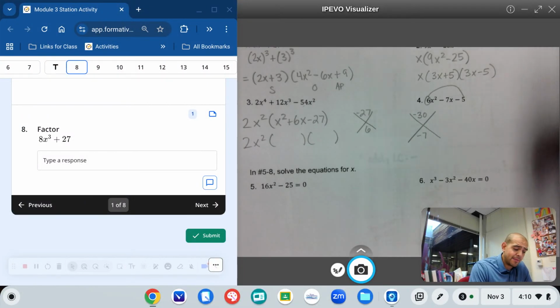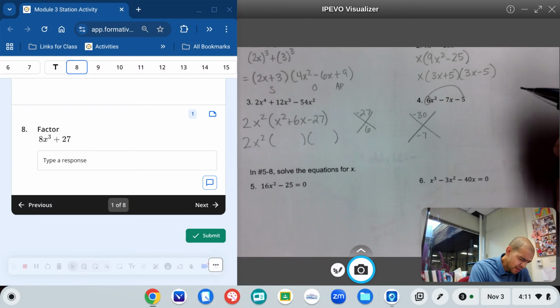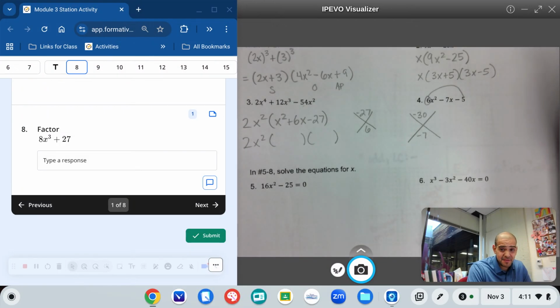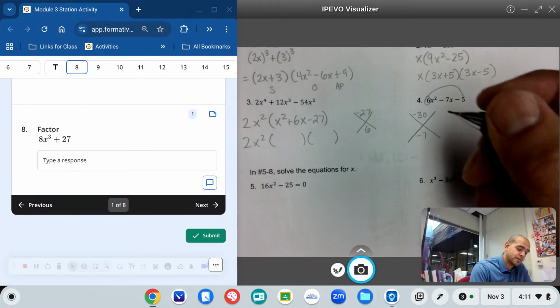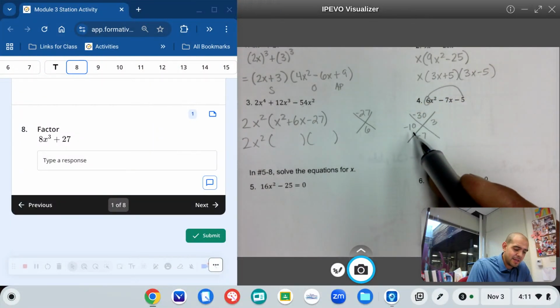So 15 and 2 is 30. That doesn't work. How about 6 and 5? Does 6 and 5 work? Well, there's a difference of 1, so that doesn't work. But 10 and 3 works, right? Because negative 10 times 3 is negative 30, and negative 10 plus 3 is negative 7.